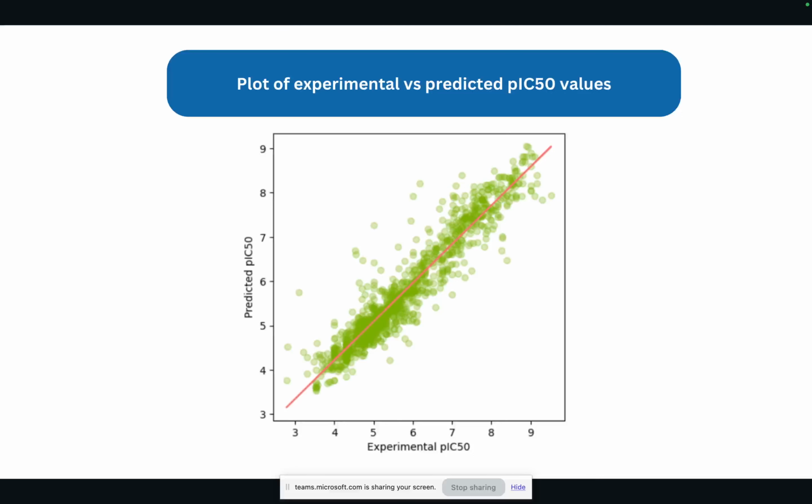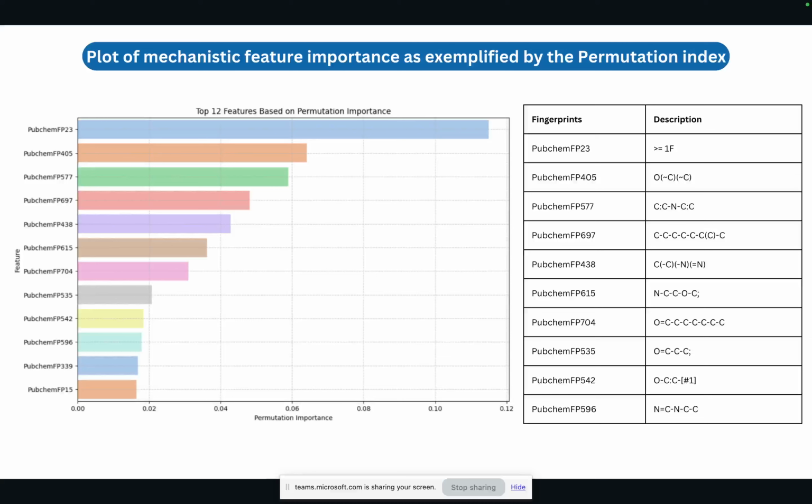So we took the histogram gradient regressor, and when we plotted the experimental data versus the predicted data, you can see that most of these values align across the diagonal, which means the model is able to distinguish between active and inactive very well. So what are those features that are making the model predict correctly? When we did some permutation importance, we found out that these are the top fingerprints that are making the model effective at making the decisions correctly.